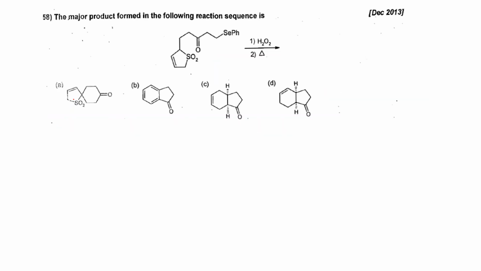Let's go to the next question. What will be the major product formed in the following reaction sequence? So you know that in presence of hydrogen peroxide, selenium undergoes oxidation and forms selenium oxide. So this will be oxidized.